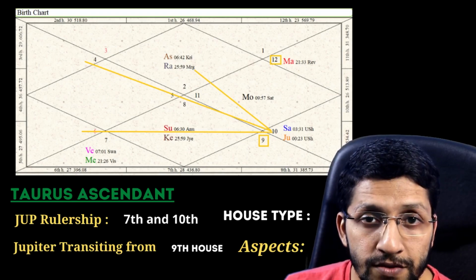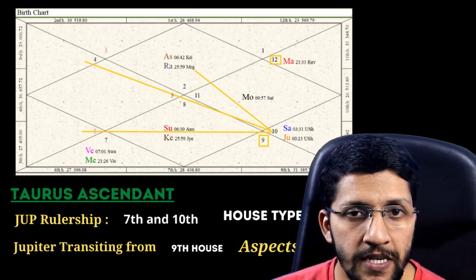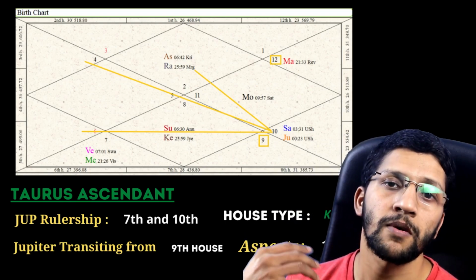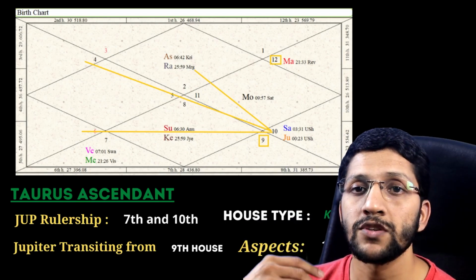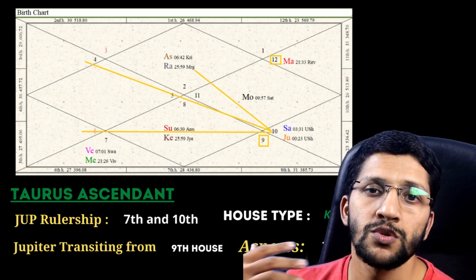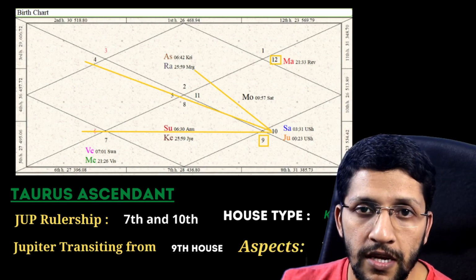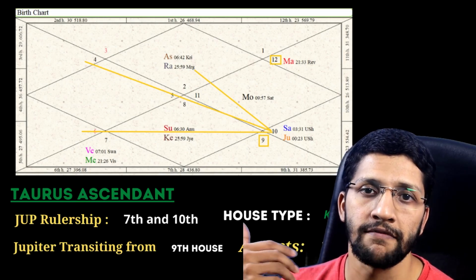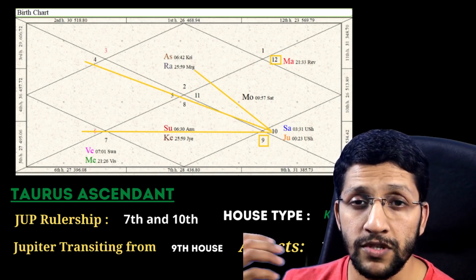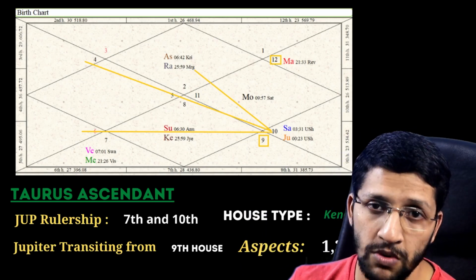With the 7th house aspect, Jupiter is aspecting the 3rd house, which is about your intellect, your younger siblings, and also your communication. So you will see an expansion in the information you have. It also shows a positive relationship with your siblings as well.